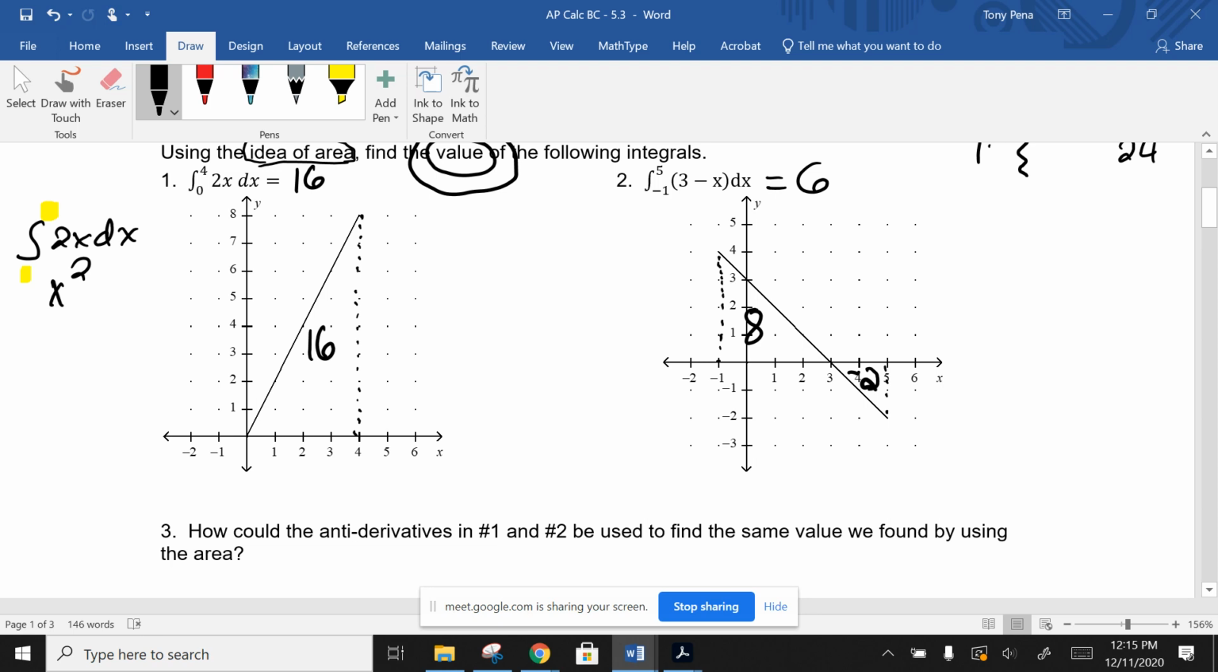What we didn't have last time was the idea of an antiderivative with limits. But if we now look at our limits, notice how we have this function x squared, and then we have limits of 4 and 0. What could we do with those two things now, the antiderivative and our limits, that would give us the exact same value of 16? All right, Carter, you got your hand up. What do you think?